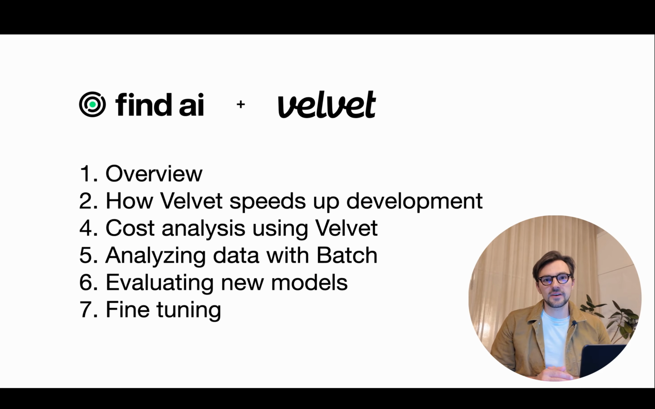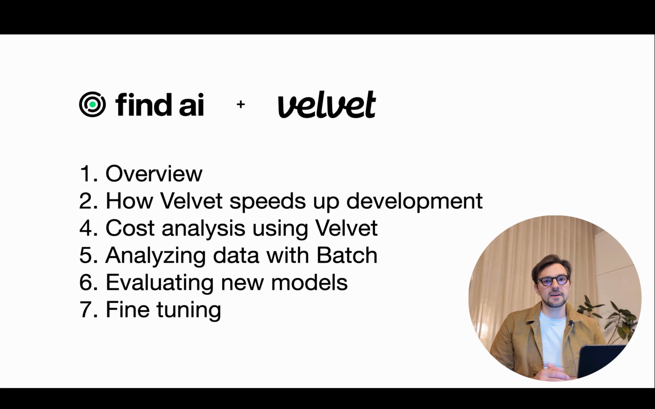That's an overview of how we at FindAI use Velvet to run our OpenAI requests. We went through and talked about how we use Velvet to gain visibility into our production logs, how we do cost analysis with Velvet, including its metadata tags, how we analyze batch calls, which we especially use for things like data analysis and tagging, how we evaluate new models, such as whether we can switch from GPT-4o to GPT-4o mini on particular services, and how we can use Velvet to fine-tune a less expensive model for particular use cases using OpenAI.